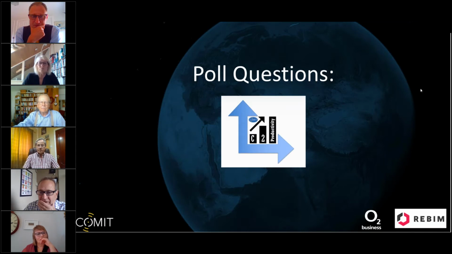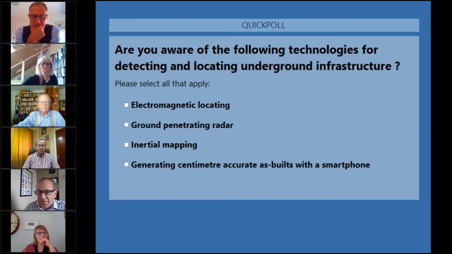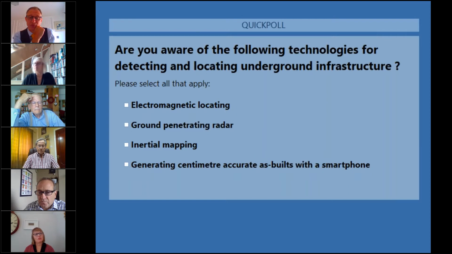Okay, and the third and final question. Are you aware of the following technologies for detecting and locating underground infrastructure? And we have multi-choice again. So everybody should see that now. I've not come across inertial mapping for this yet, so I'll be very interested to hear what that is and how it works.